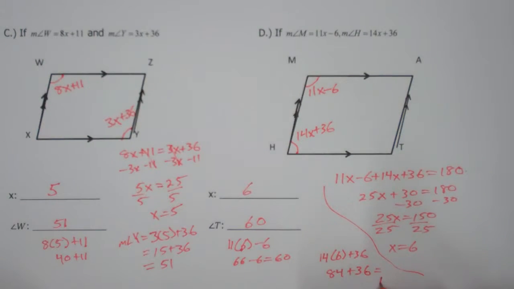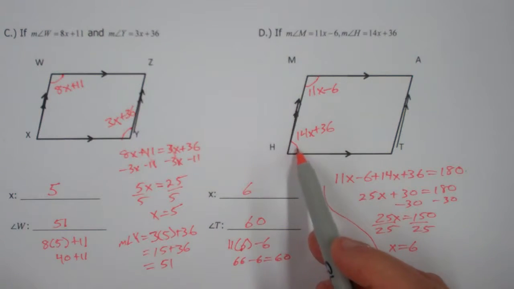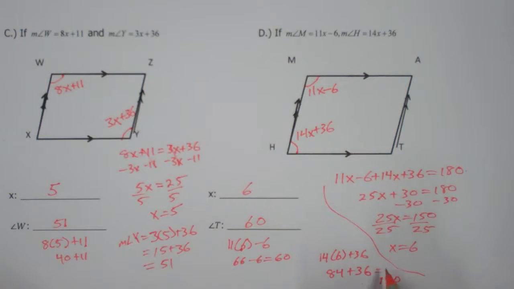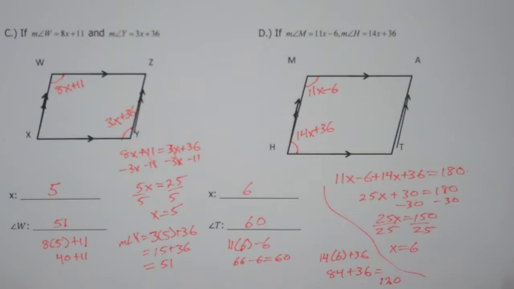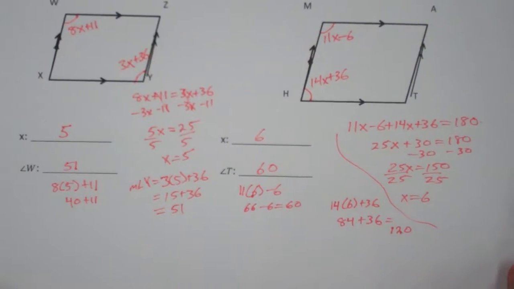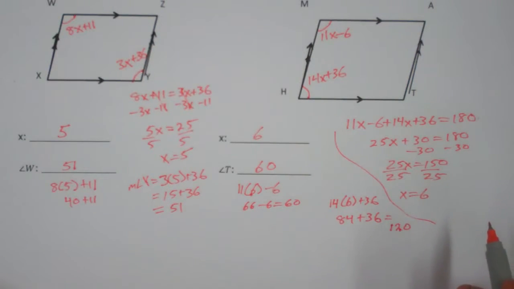120. Now that's not the same as angle T or angle M, and that should be the case. This should be supplementary. So our value of 6 here produces an angle of 120. We know that M here or T is 60, and those two together would be 180. So we're good to go here for the last part.